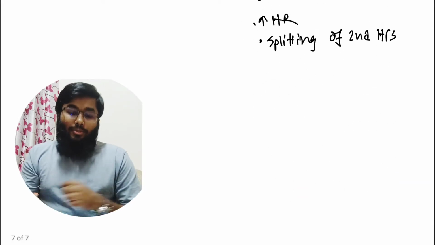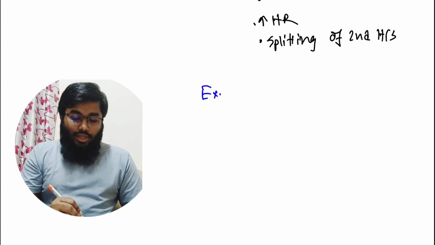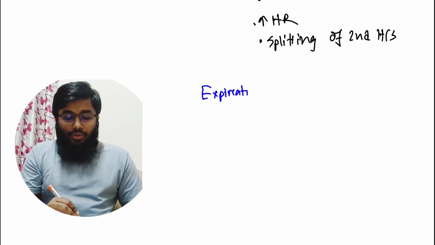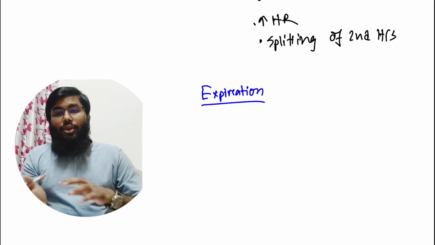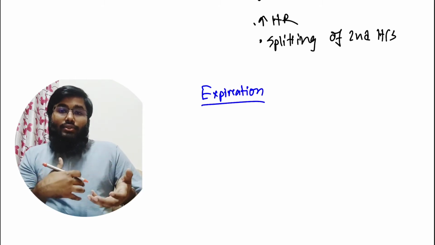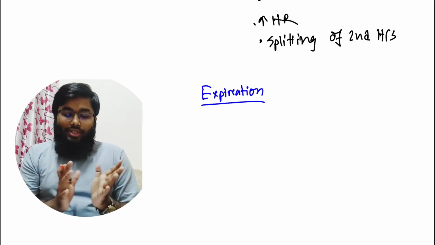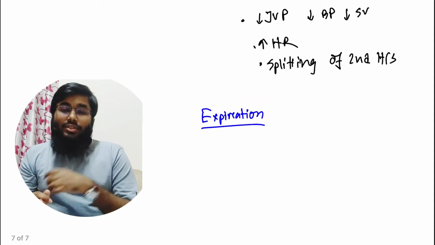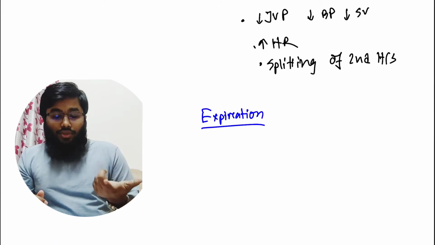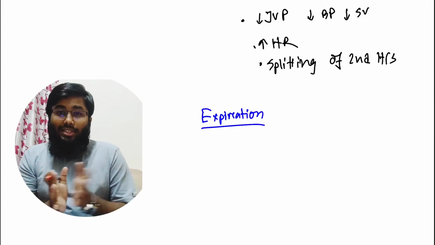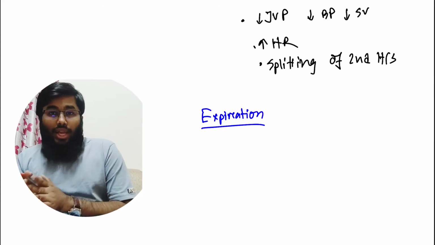Okay, so what happens during expiration? Let's talk about expiration. During the expiratory phase, all that we have talked about earlier just reverses. So there will be an increase in the JVP, an increase of blood pressure, an increase of stroke volume, a decrease of the heart rate or normalization of the heart rate, and fusion of the second heart sound.